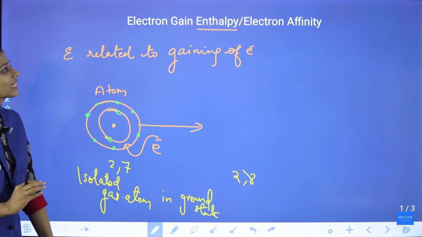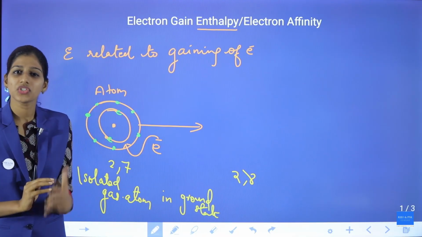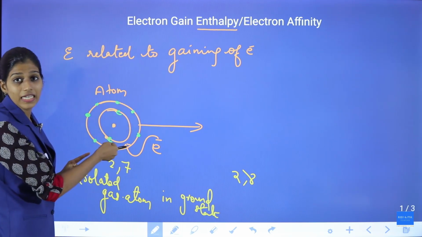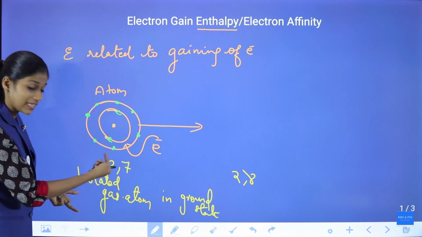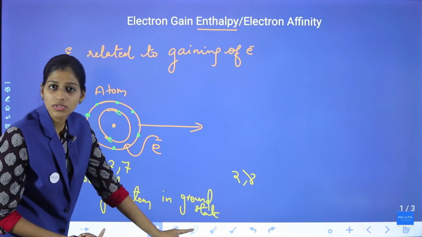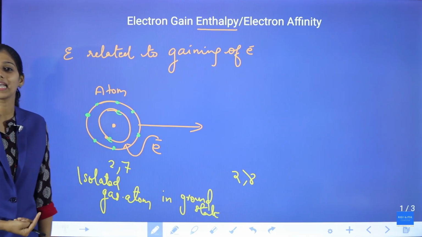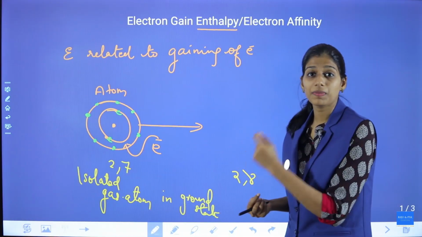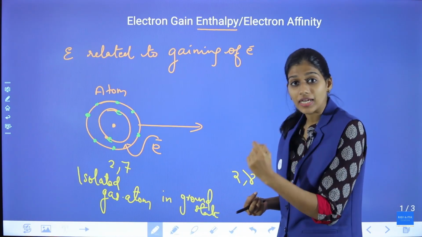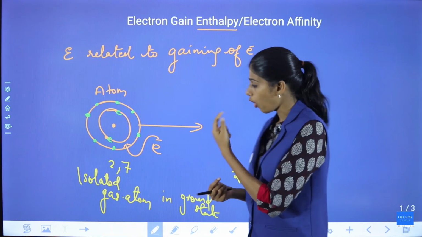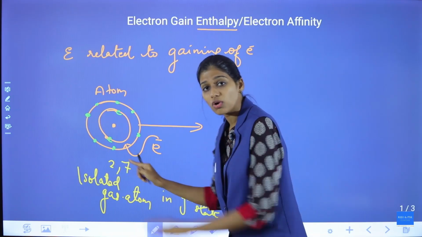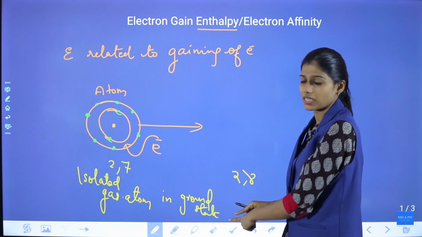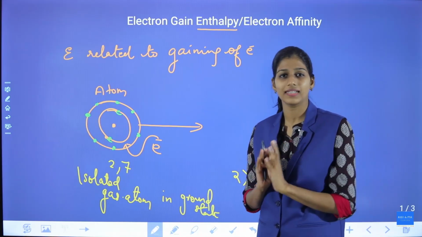So this is the definition. The energy change occurring during the process of addition of an electron to an isolated gaseous atom in the ground state is termed as electron gain enthalpy. Let's define it once more. What is electron gain enthalpy? It is the energy change during the process of addition of an electron to an isolated gaseous atom in the ground state.